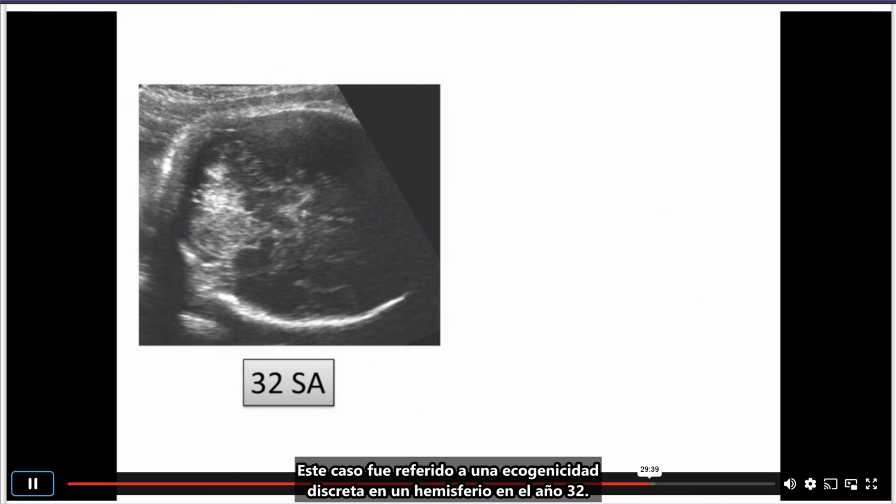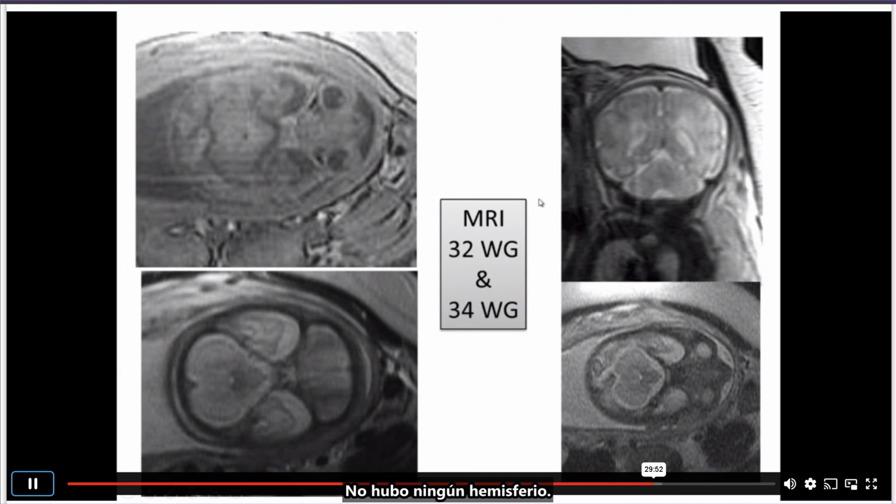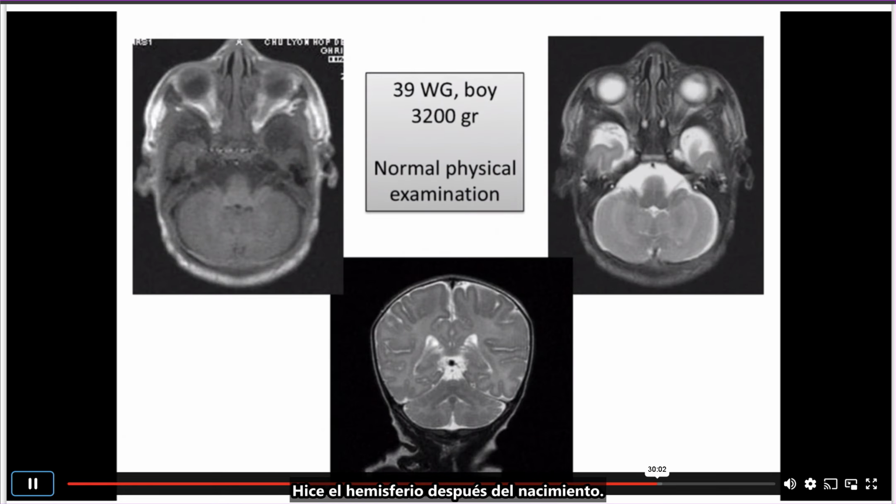this case. This case was referred for a discrete echogenicity on one hemisphere at 32 weeks. At 34, it was stable here. We did an MR, nothing on MR, so we said it's a capillary telangiectasia. So we were a little bit afraid not to be right. I did the MR after birth, nothing.